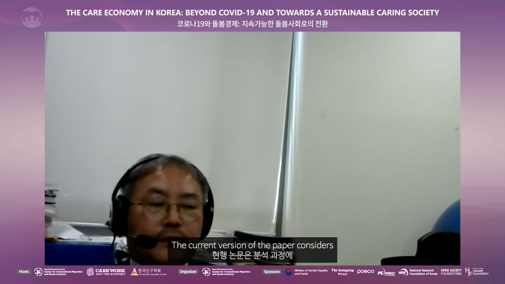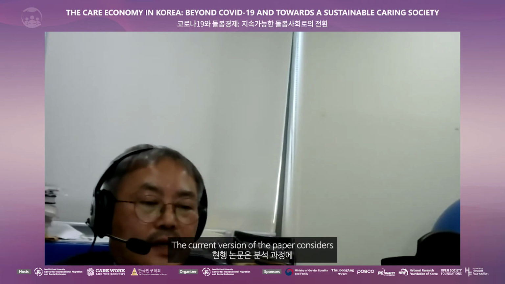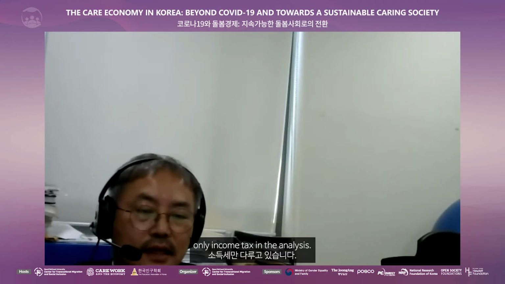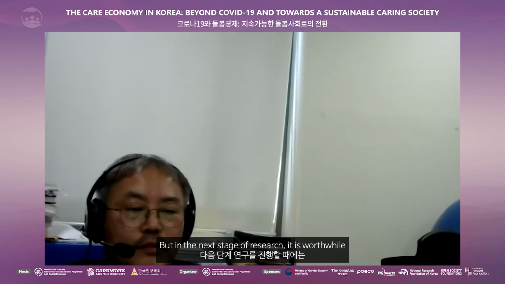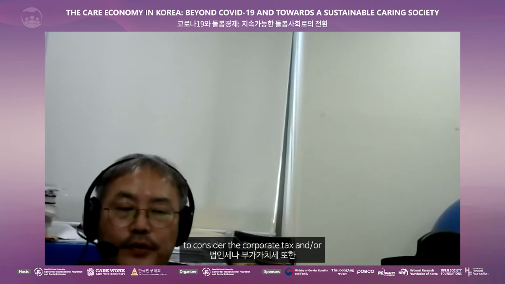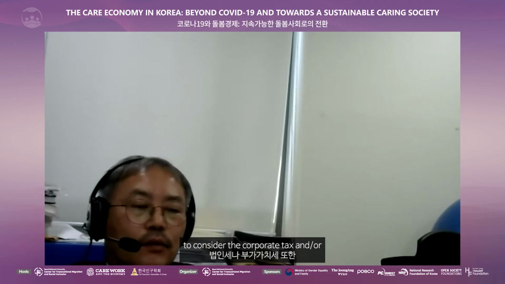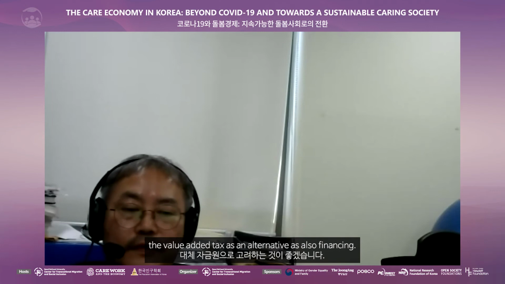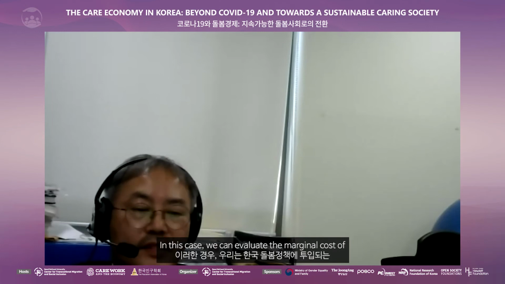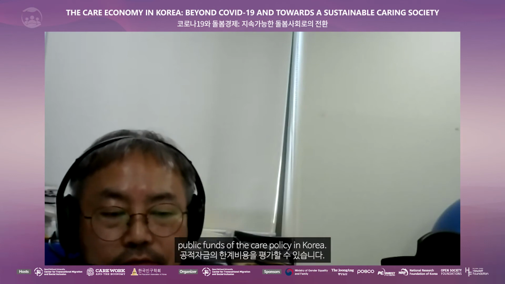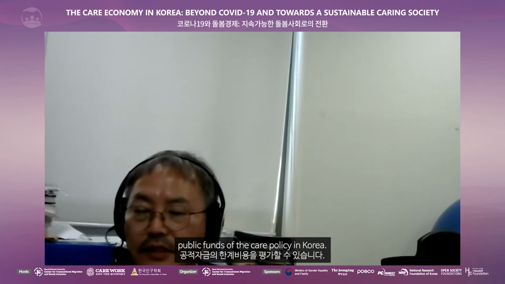The current version of the paper considers only income tax in the analysis. But in the next stage of research, it is worthwhile to consider the corporate tax and or the value-added tax as an alternative source of financing. In this case, we can evaluate the marginal cost of public funds of the care policy in Korea.